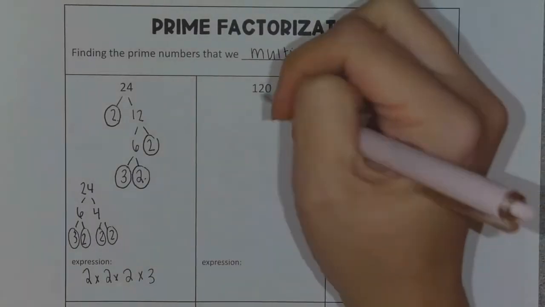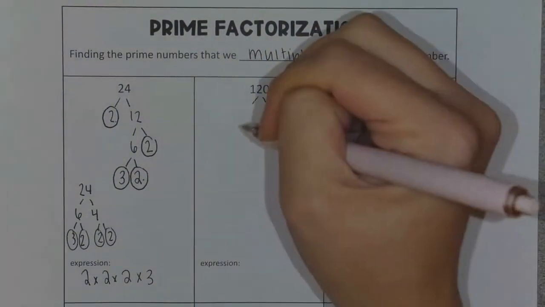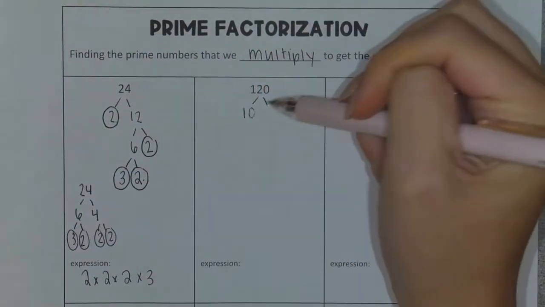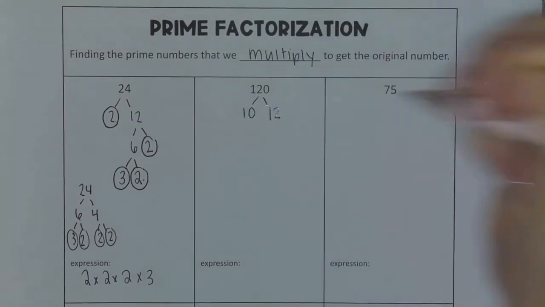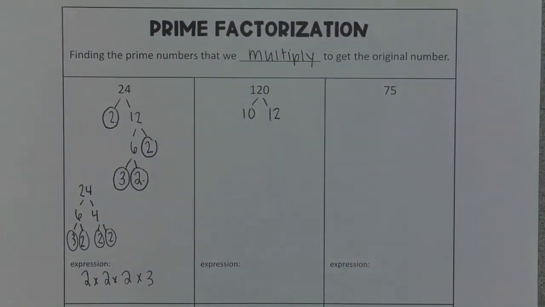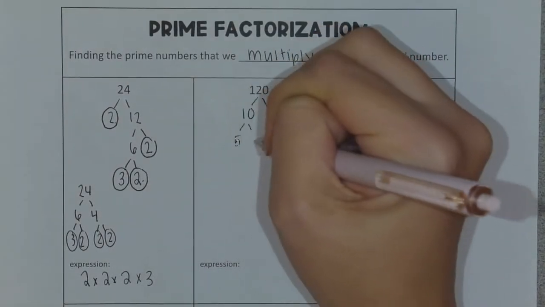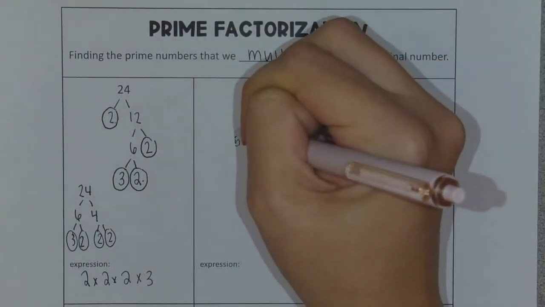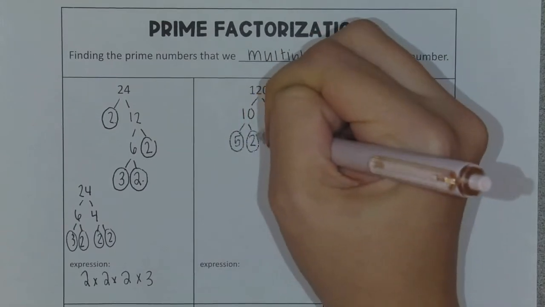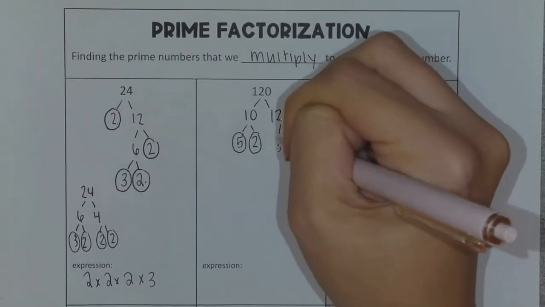Let's go to the number 120. So the first thing I see is that the number ends in 0. So I know that it can be divisible by 10. So 10 times 12 would give me 120. Now both of these numbers are composite numbers, so I can break them down even further. 10 can be broken down into 5 times 2. 5 is a prime number. 2 is a prime number. I can break down 12 into 3 and 4.